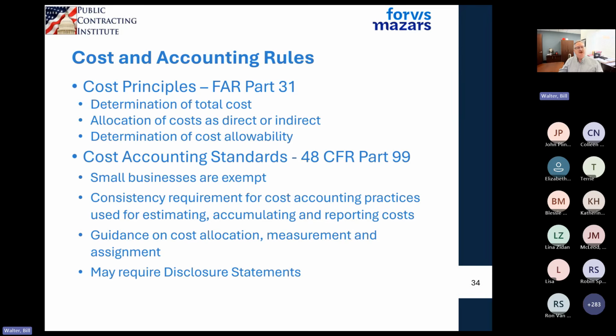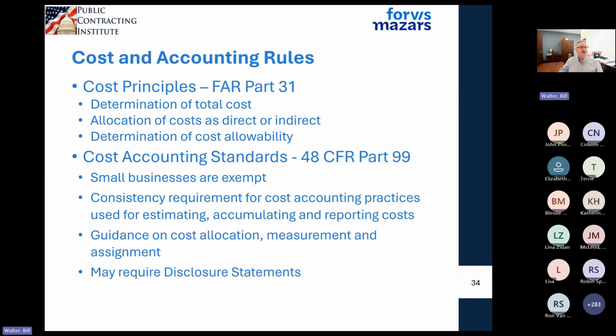But the cost accounting standards require consistency from your bid to your accounting for the contract. They require consistency from one period to the next. So if you want to change how you compute rates, or how you assign cost to contracts, and you're subject to CAS, you have some extra steps of administration to take care of. And you may have a requirement, if it's over 50 million, to provide a disclosure statement. That's a specific document that's associated with CAS.